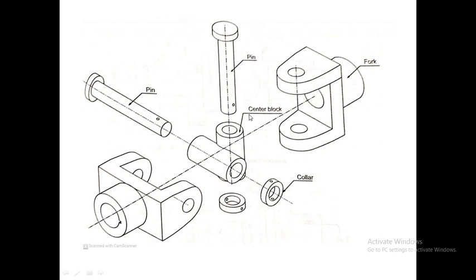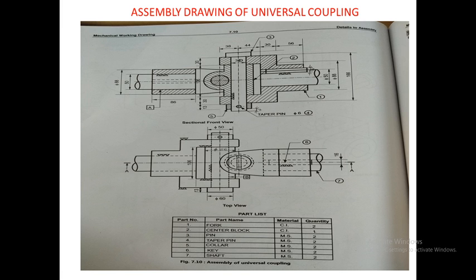Now we will see how the question comes in the exam. In the exam, you will be given this type of view, that is, this is the entire assembled view of a universal coupling. This is the sectional front view of the entire assembly, whereas this is the top view of the assembly. You can see it is written here sectional front view, and here it is written as top view. Also, a part list is given here.